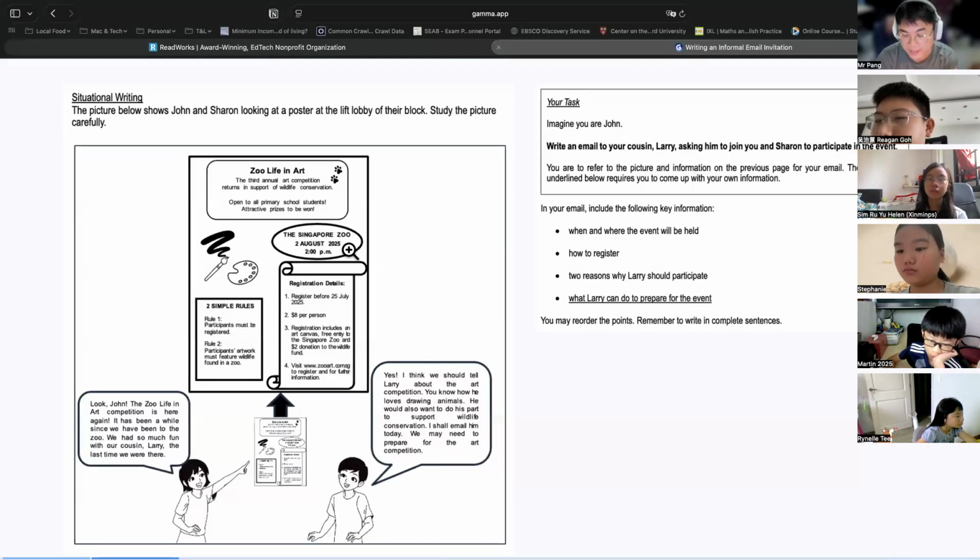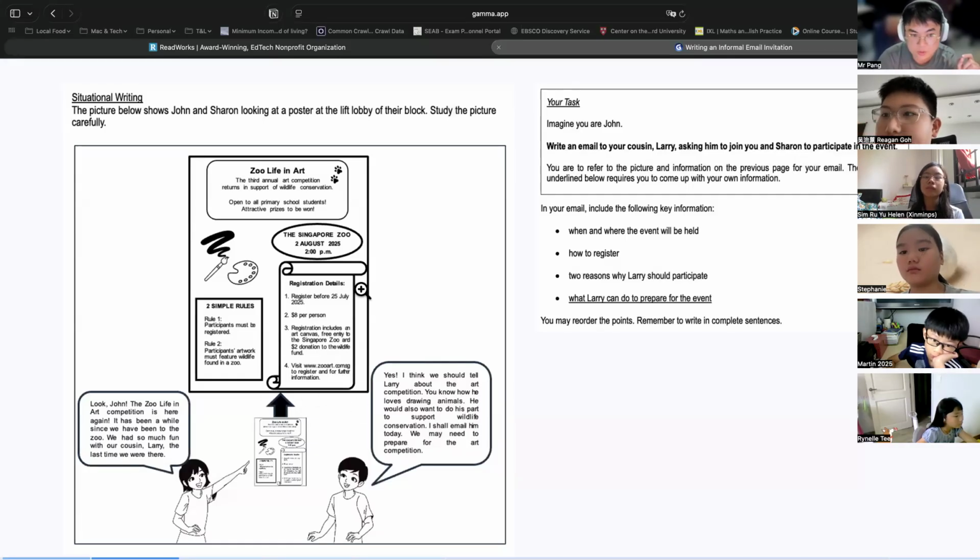So when you have the word "when," you must think of the information you need to give to your cousin so that he can attend this event, not just the date, but also the time. Otherwise, he might come at a different time. Okay. Then how to register? The registration details are here.